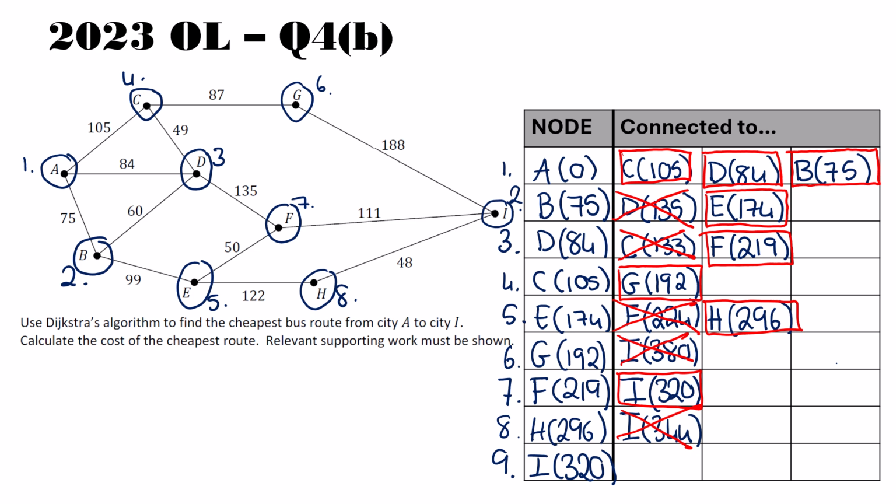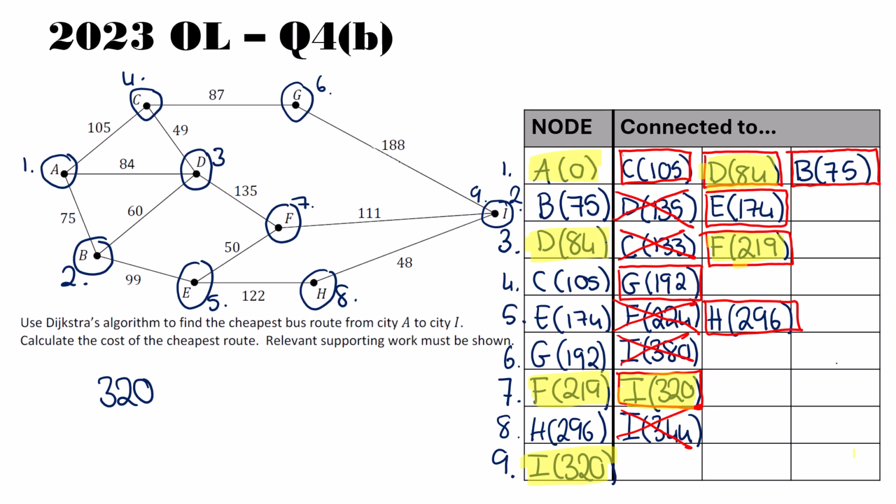So I is node number 9. We're asked to find the cheapest route, and the cheapest route will be 320. But what is that actual route? Let's follow our table back. I 320 is exactly what we need. Go back up to where we had it boxed, and it came from F. Go back to where we had F boxed, and it came from D. Go up to where we had D boxed, and it came from A.